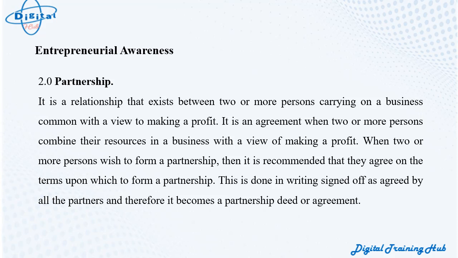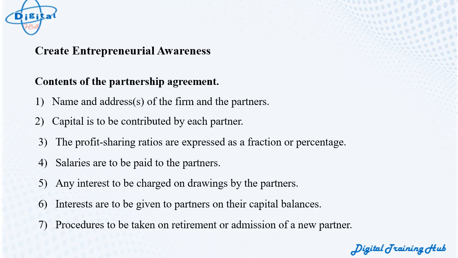or agreement. Contents of the partnership agreement: Name and address of the firm and the partners. Capital to be contributed by each partner. The profit-sharing ratios, expressed as a fraction or percentage. Salaries to be paid to the partners. Any interest to be charged on drawings by the partners. Interest to be given to partners on their capital balances. Procedures to be taken on retirement or admission of a new partner.